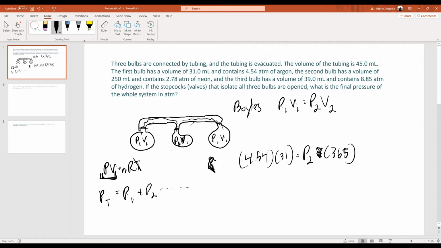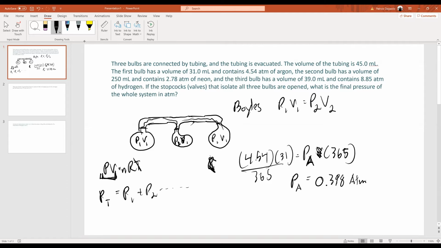So we'll do the first one. We'll call it PA because it's for argon. To solve for PA, you're going to divide by 365 on both sides, and you end up with 4.54 times 31 divided by 365, and you get the partial pressure for argon equals 0.398 ATM.